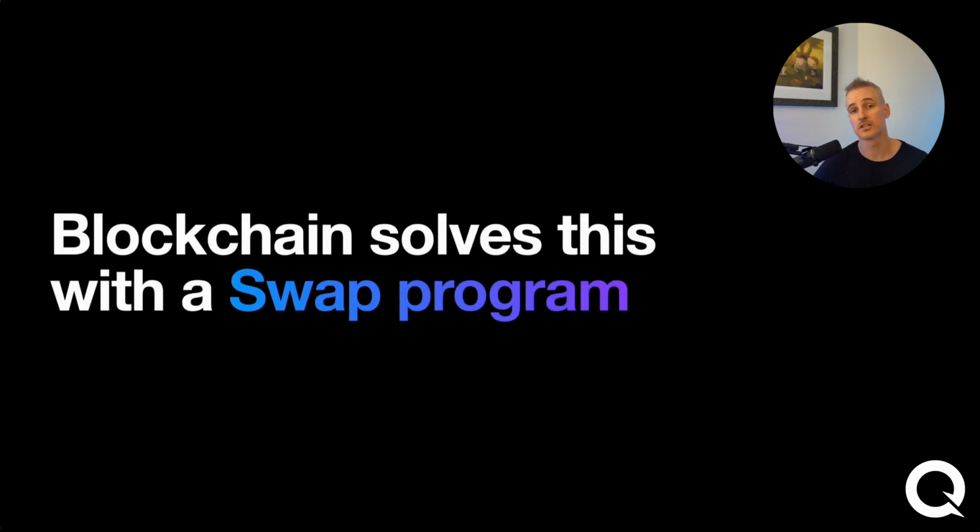This is really how most traditional finance works. Whether you're buying a coffee or sending money overseas, someone's taking between 1% and 6% of the transaction, which is a huge amount of money. Blockchain solves this with a swap program. So let's reset for a moment.